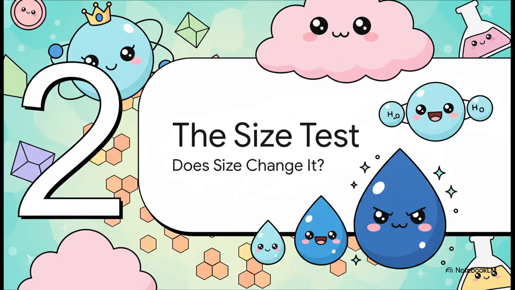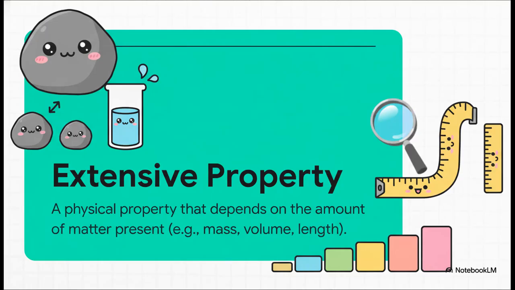Okay, let's add another layer to this classification puzzle. It's time for the size test. And we're asking a pretty simple question here. If you have more of something, do its fundamental properties actually change? This brings us to what we call extensive properties. These are the traits that get bigger as the sample gets bigger. They scale with size. Mass is the perfect example, right? A huge boulder has way more mass than a little pebble. Same with volume and length. The property literally extends as you add more stuff.